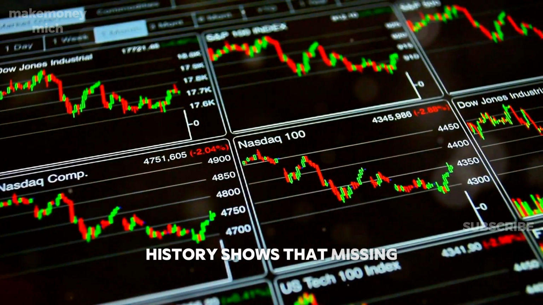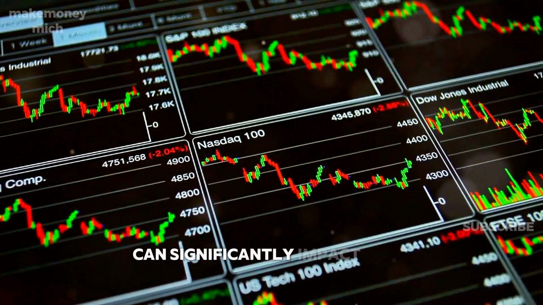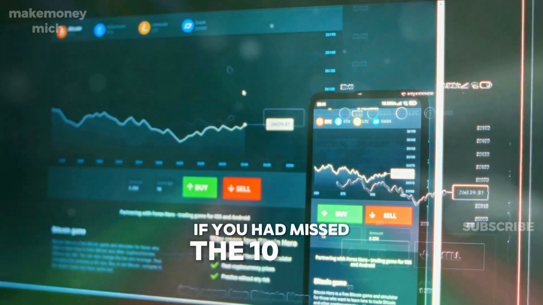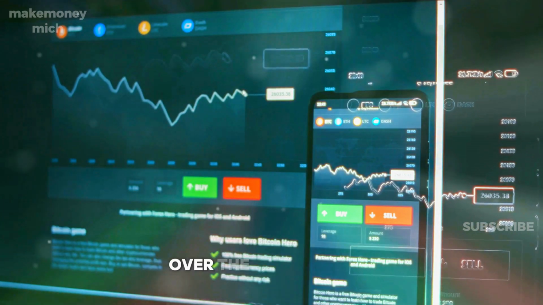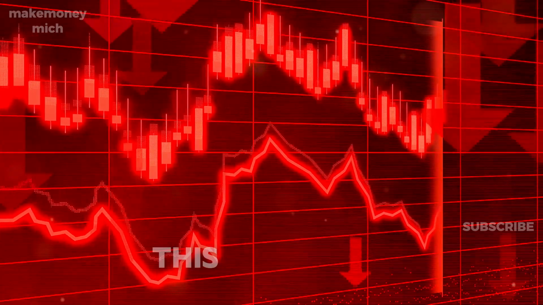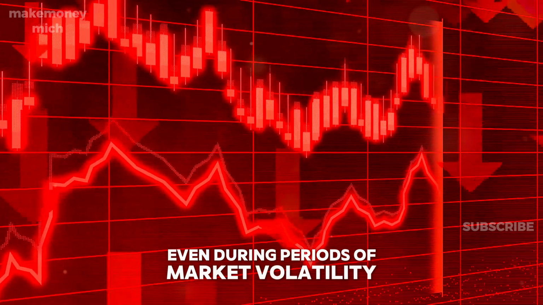History shows that missing just a few of the market's best-performing days can significantly impact long-term returns. For example, if you had missed the 10 best days in the stock market over the last 20 years, your overall return could have been cut in half. This is why it's crucial to stay invested, even during periods of market volatility.